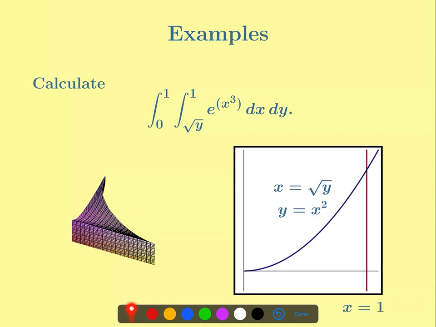Well, where exactly is the region here? So let's look at this. First, where is this point? This point is where these two intersect, when x equals 1 and y equals x squared. So when x equals 1, y will equal 1 from y equals x squared. So this will be the point 1, 1.